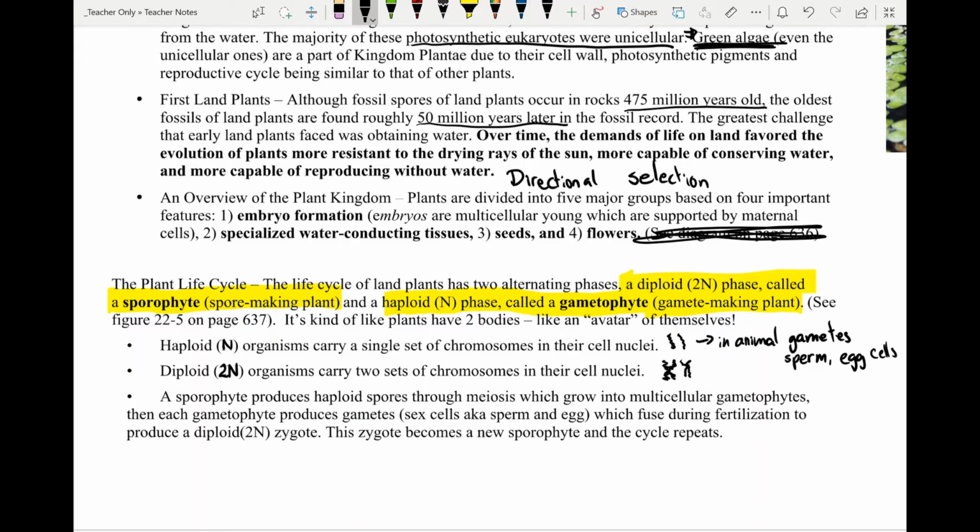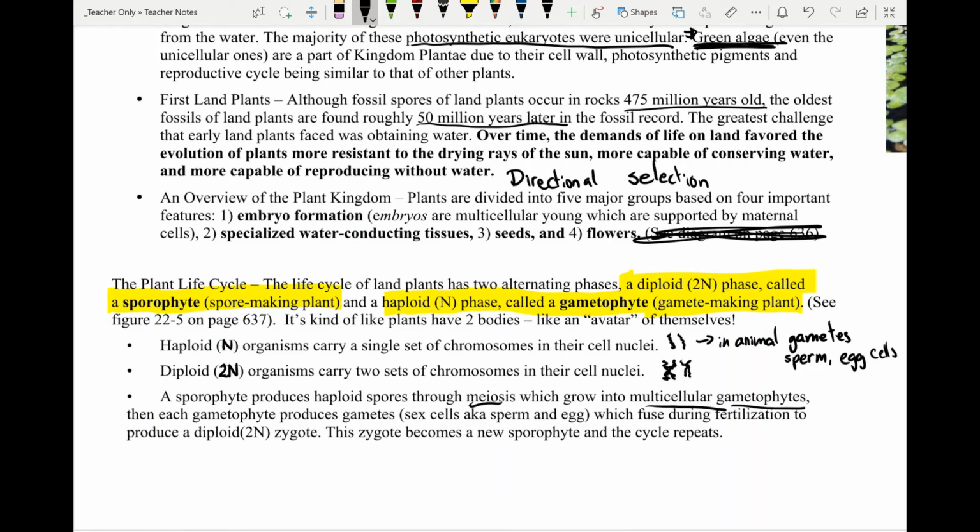So interestingly enough, every plant that lives on land has this double life cycle, where part of their life is spent with only a single set of chromosomes in their cell nuclei, and then part of them lives in a diploid phase where they have a double set. Which set you're in is determined by the plant, sorry, and what they're doing at the time. So a sporophyte produces haploid spores, and they use meiosis to accomplish this, which then grow into multicellular gametophytes.